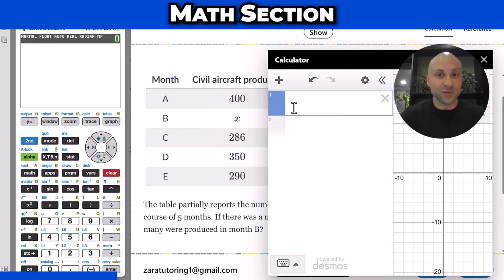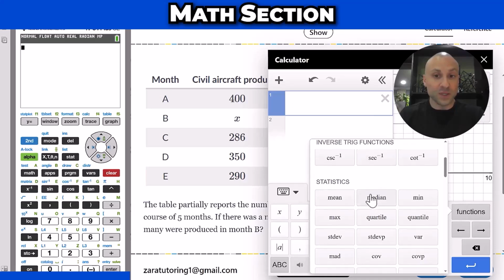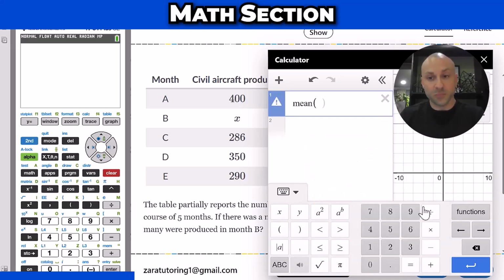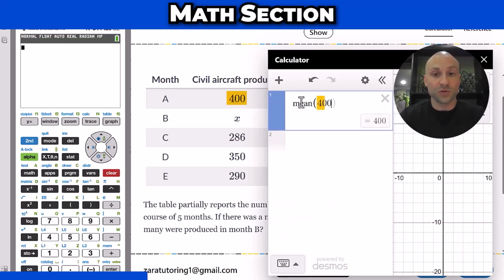Now, in case you didn't realize it, there are various commands. If we go to the keyboard at the bottom, we can go to functions, and then scroll down and see under statistics, mean is one of them. But it's a little bit faster to just type in the word mean. So we'll type that in, put a parenthesis, and start typing these values: 400, comma.